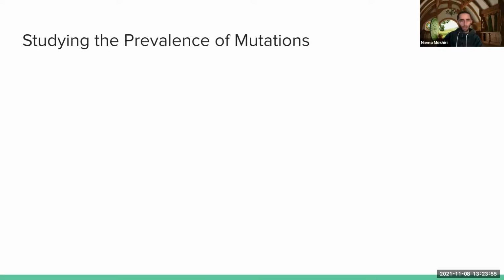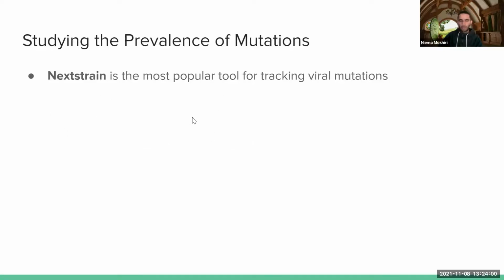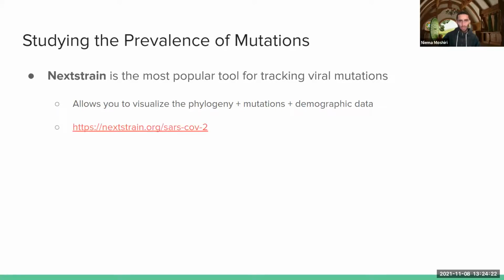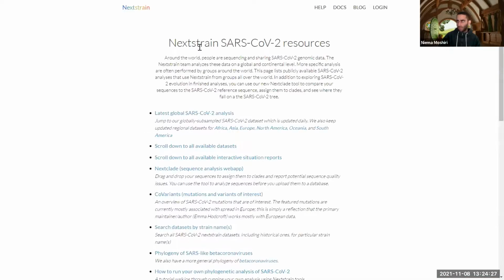So there's a few different tools for studying the prevalence of mutations. One tool is called NextStrain. It's the most popular tool for tracking viral mutations. I've showed it a few times in this class, but basically it allows you to visualize the evolutionary tree plus the mutations that have happened, plus demographic data, like what country it is from, what day it was sampled, and other interesting demographic information, like maybe the age of the patient. You can find NextStrain on this website. Maybe I'll just pull it up real quick.